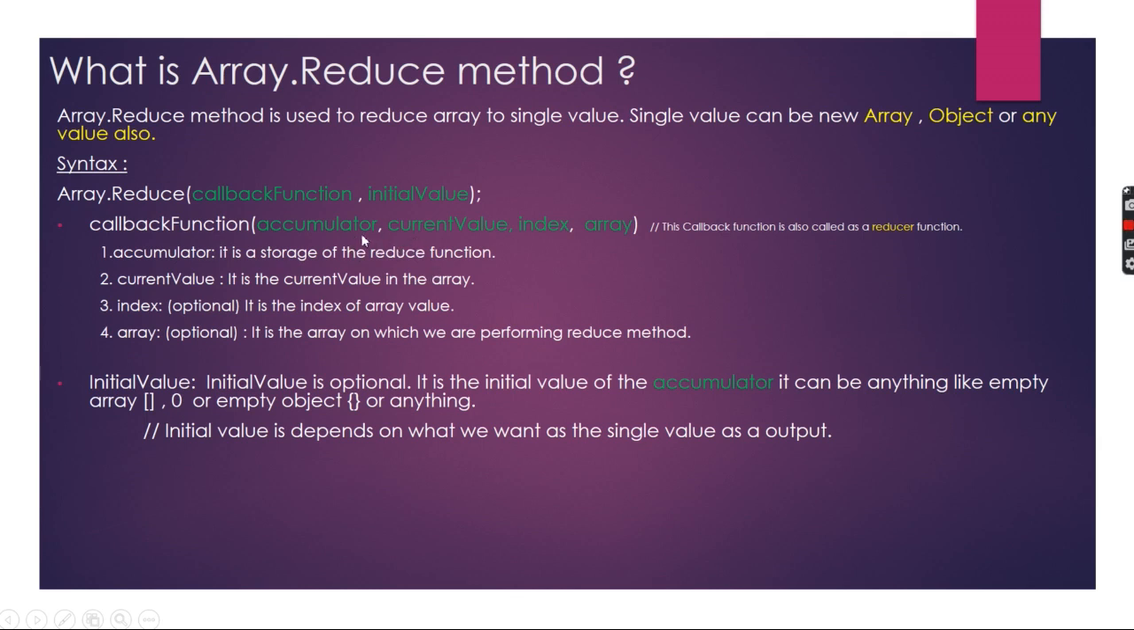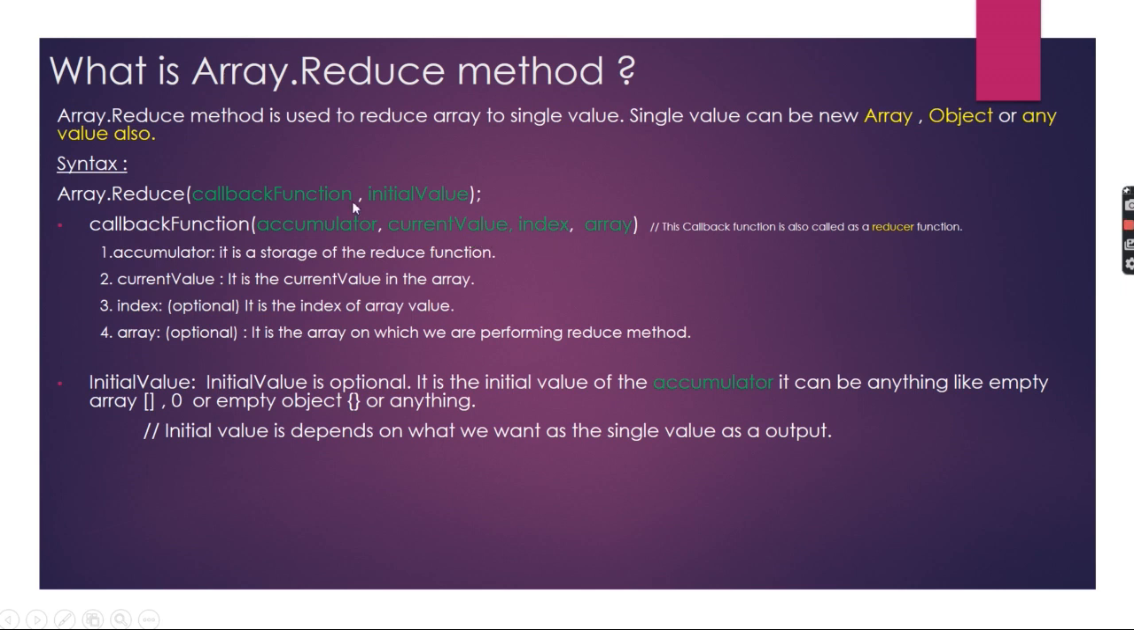I will explain this. The current value is the current value of the array, like we are iterating over this array and that is the current value of that array. The index is the index of that value in the array. And the array is the one on which we are performing the reduce method. The index and array are optional, but the accumulator and current value are required.